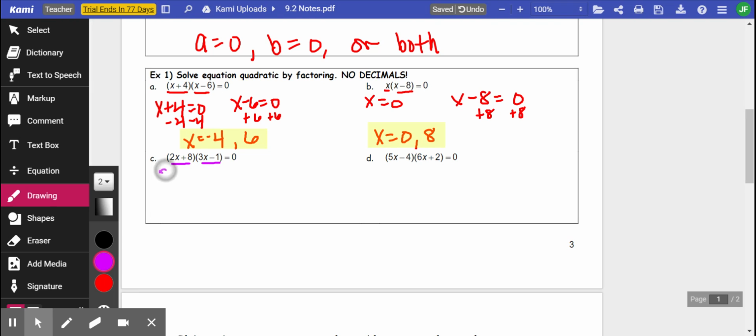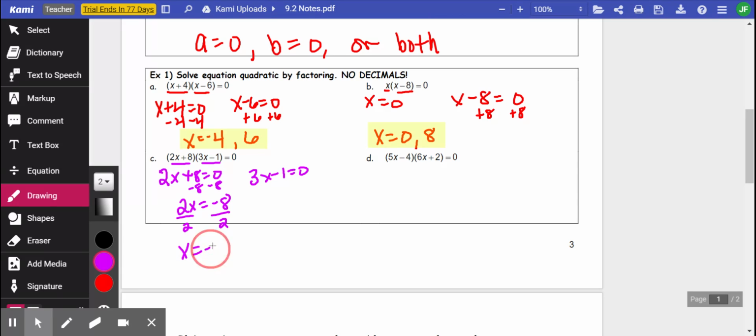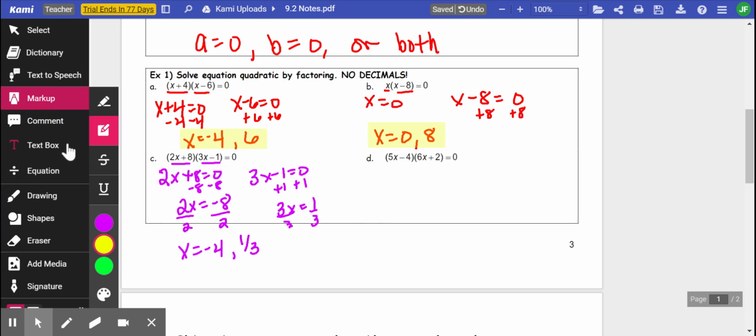Again, multiplying two things, so I'm going to set each of those equal to 0. Okay, I'm going to subtract 8 from both sides to get 2x equals negative 8, and then divide by 2 on both sides to get x equals negative 4 for that first one. For the second one, I'm going to add 1 to both sides to get 3x equals 1, and then divide by 3 to get x equals 1/3. Again, if you type this in, you would get 0.3 repeating, but you are not allowed to have decimals there, so make sure you put that fraction in.